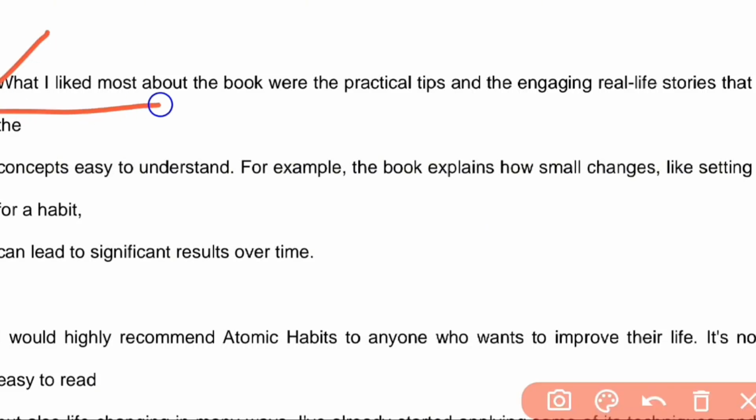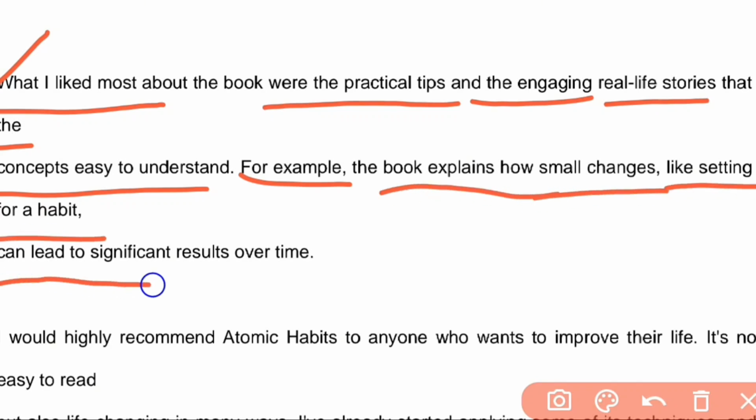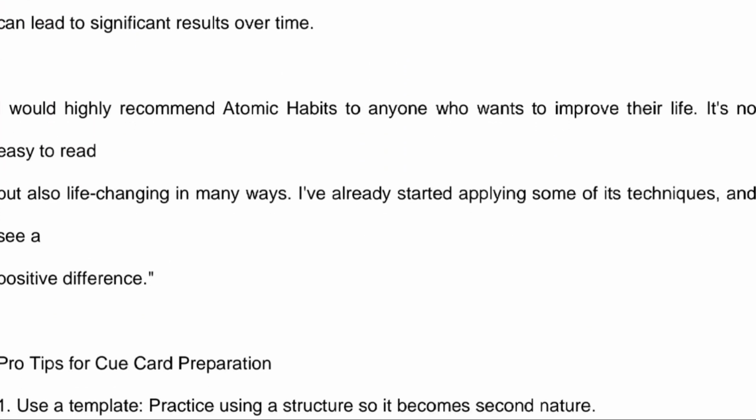What I liked most about the book were the practical tips and the engaging real life stories that made the concepts easy to understand. For example, the book explains how small changes like setting a cue for a habit can lead to significant results over time. So also I have used the linking phrases, what I liked the most, for example. So this will help to logically organize my cue card.